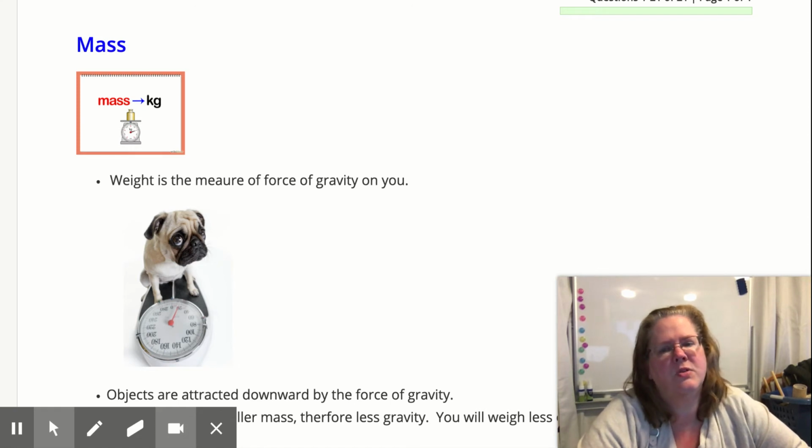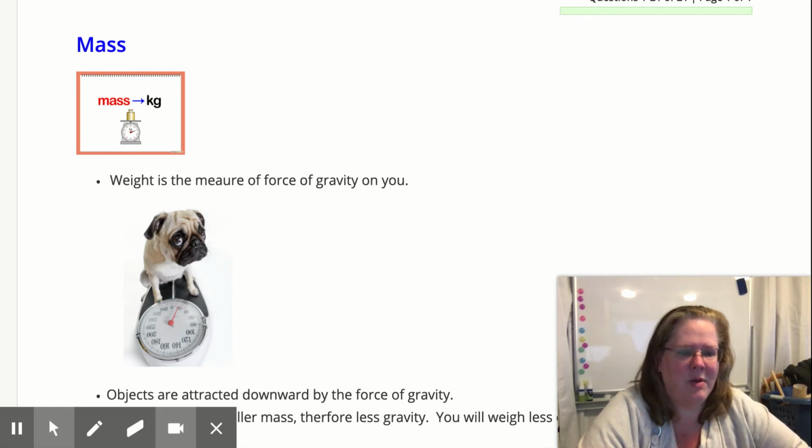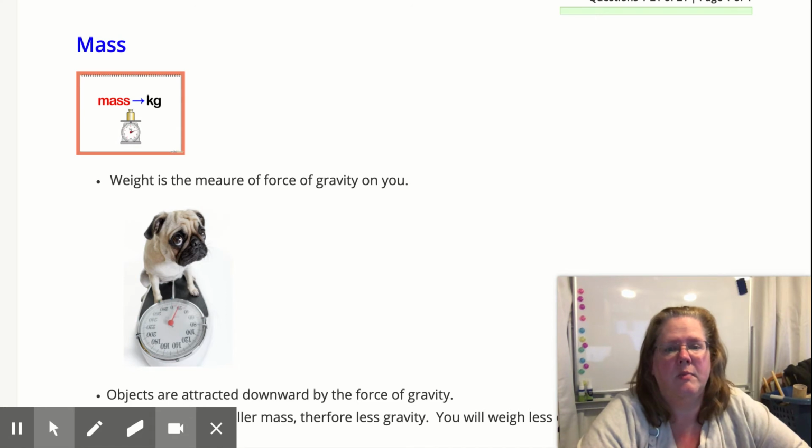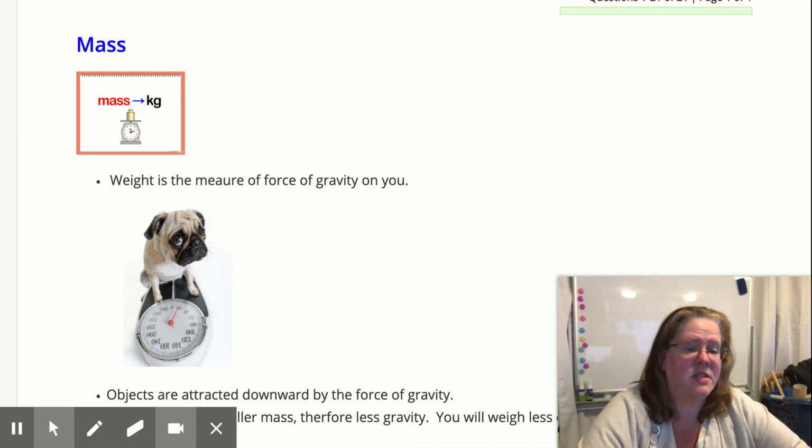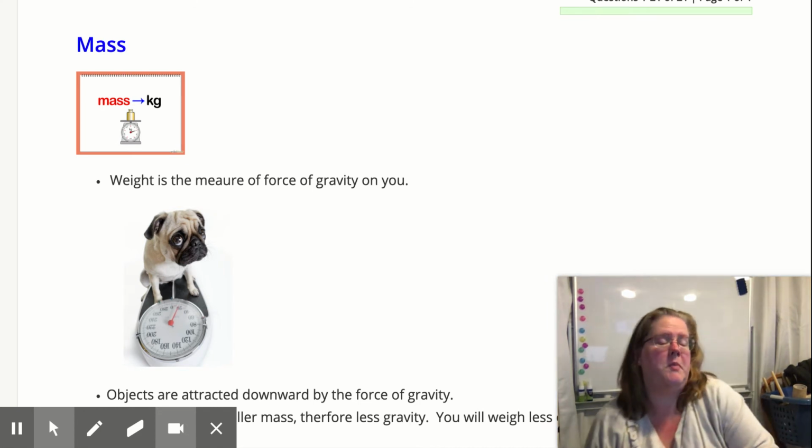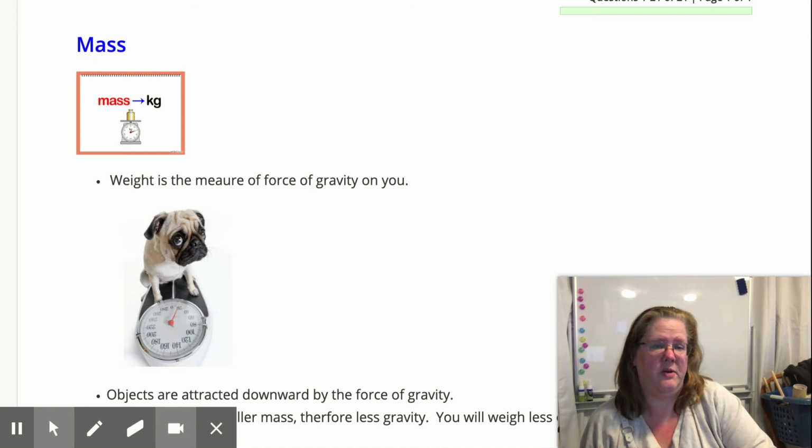So weight is the force of gravity on you. It's not the same on Earth as it is on the moon. The moon has about a sixth the gravity of Earth, and therefore it has a sixth of our weight. And Mars has about a third of our weight. So, either way, you'd actually weigh less.